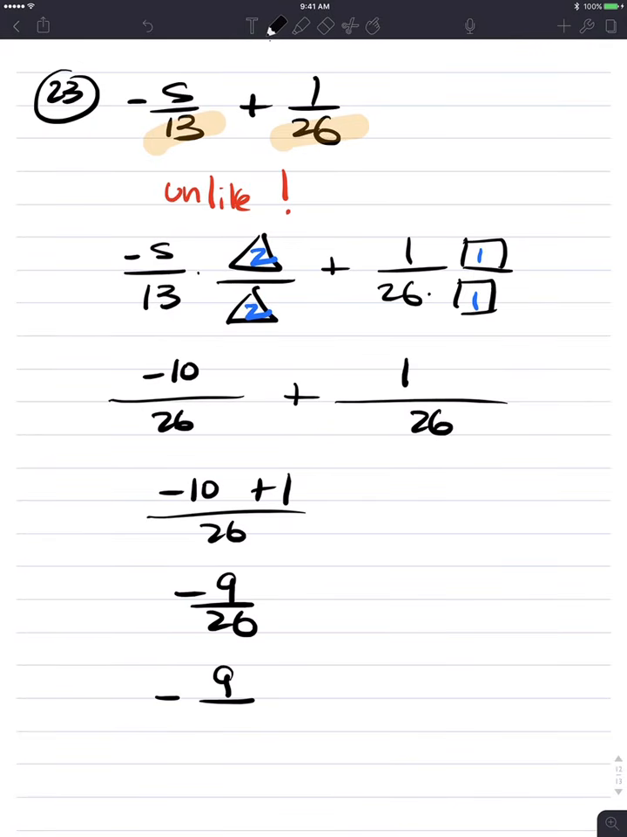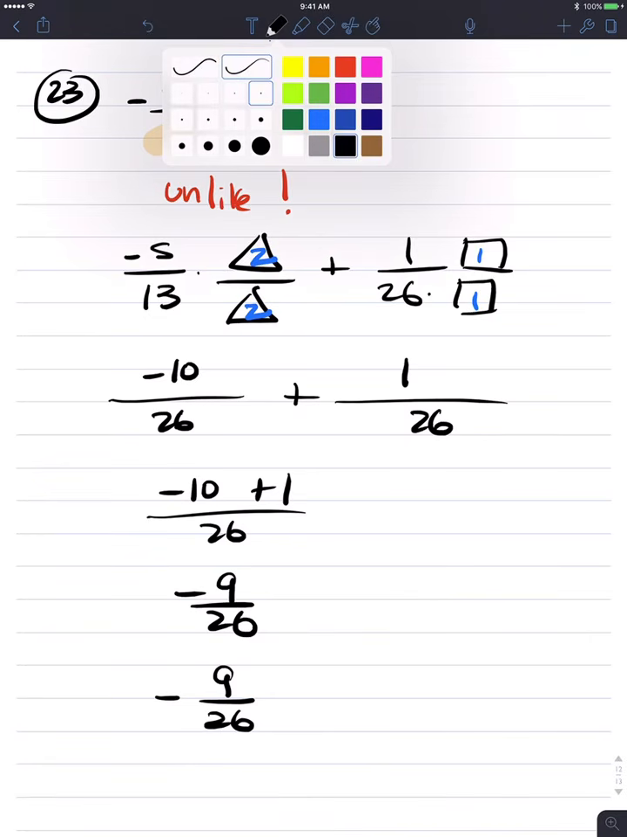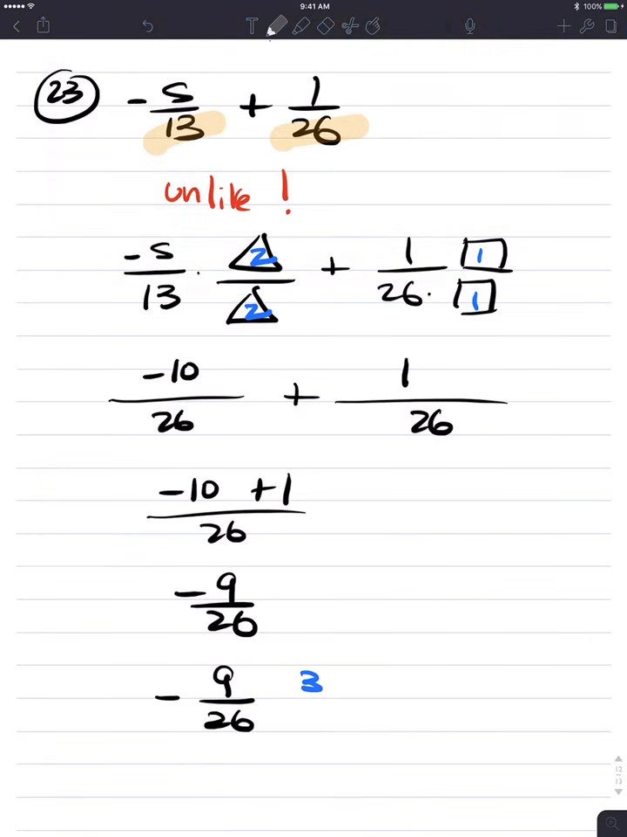Put your division sign at the same level. And notice, 9, since we want to break down our fractions or reduce them to lowest terms, can be written as 3 times 3. 26 is actually 2 times 13. Notice that nothing cancels. This means we're done. Negative 9 over 26.